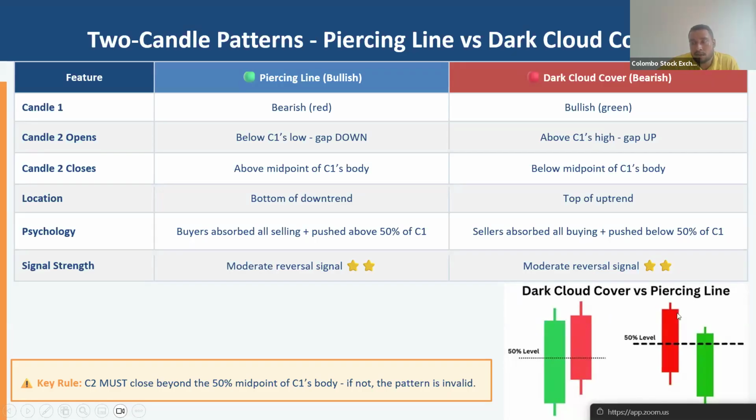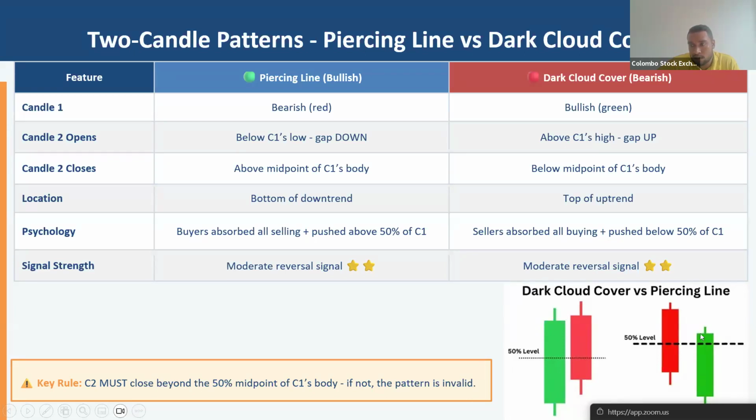Also, this piercing line is the opposite one. This is bullish. Piercing line means this second candle closes above the midpoint of the first candle. So in the first candle, the midpoint is this, no? This is the opening price. This is the closing price. The midpoint is this, right? And the second candle's closing price is this, above that midpoint.